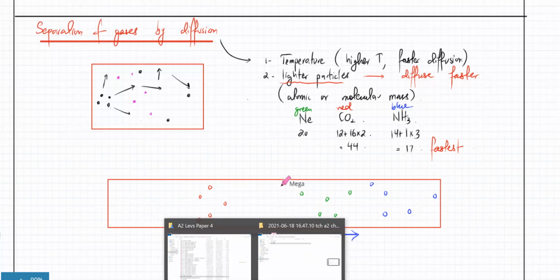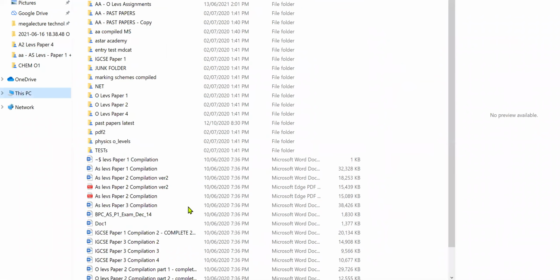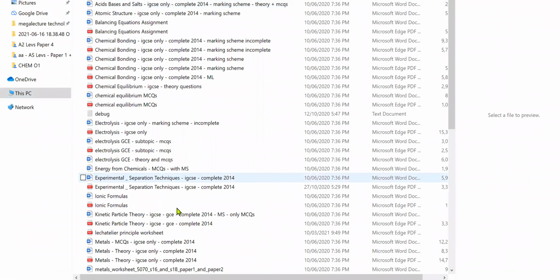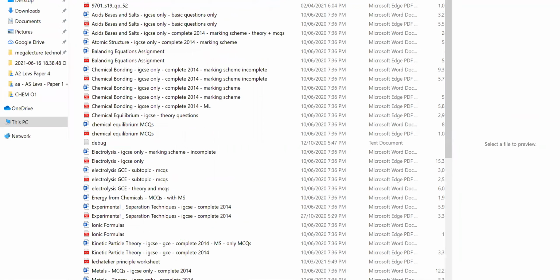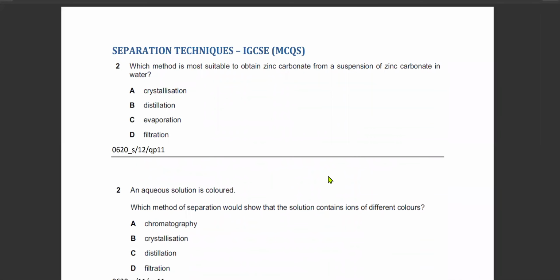Now, we're done with the separation techniques. Now we're going to do past paper questions. You can just give me a second. We did two things: we did apparatus, and we also did separation techniques. So there's a worksheet that contains both, not kinetic particle theory. This one. So starting with these questions, I'm going to send the worksheet, and I'm going to post this worksheet in the classroom as well.